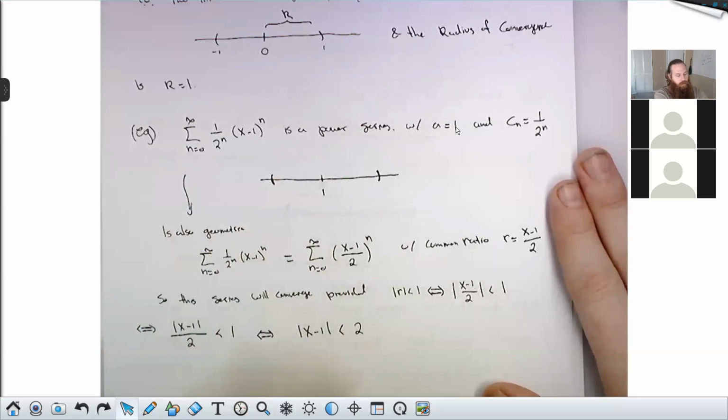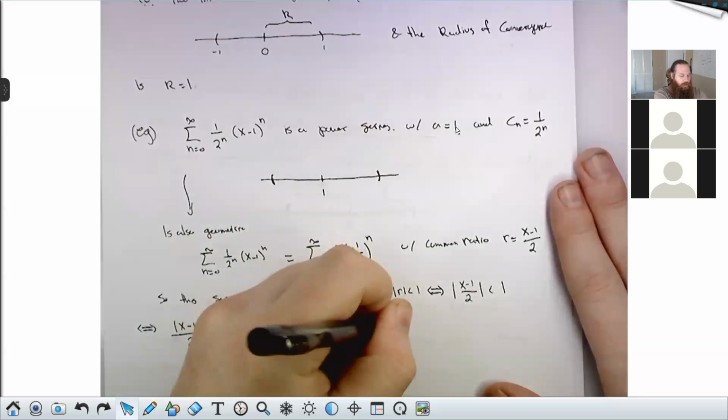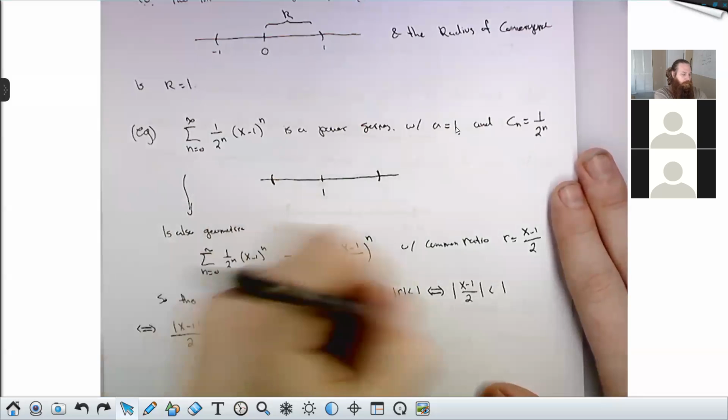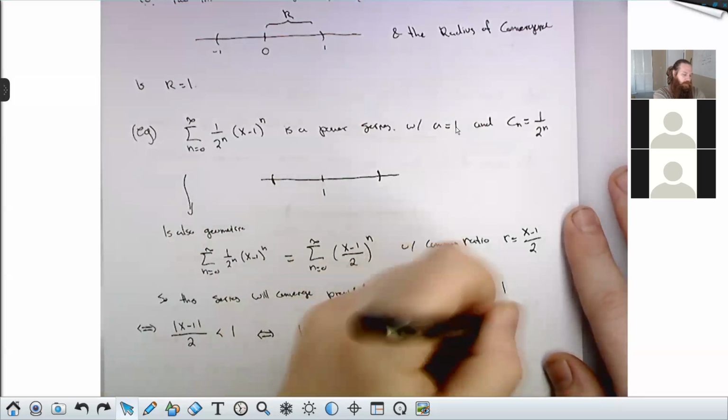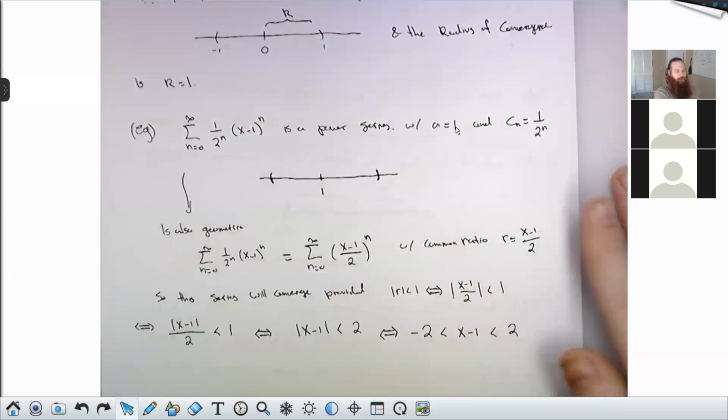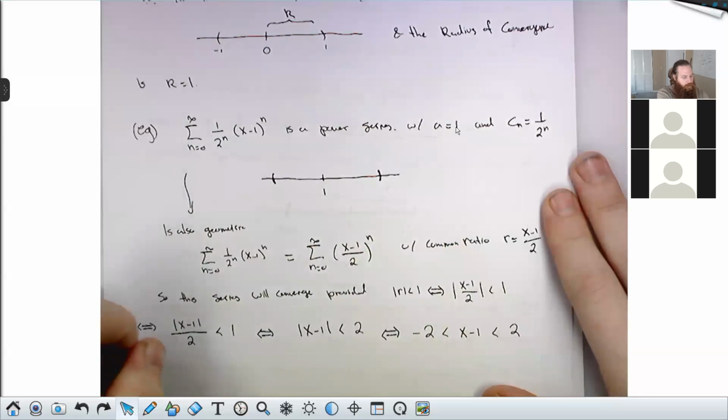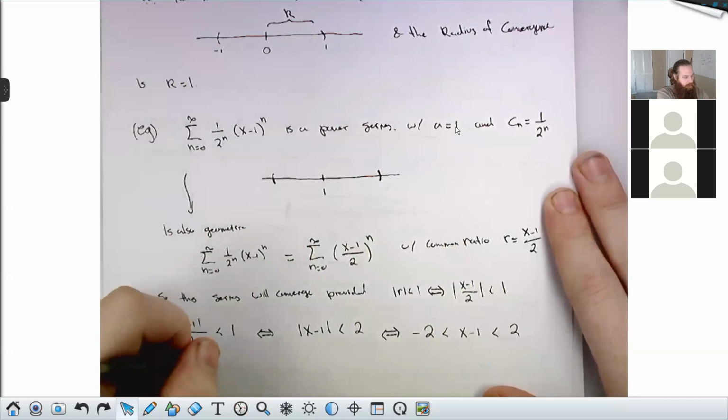I'm going to continue working with this inequality. Now I can unpack the absolute value statement as negative 2 is less than x minus 1 is less than positive 2. And then finally, I can add 1 everywhere. Negative 2 plus 1 is negative 1. So negative 1 is less than x is less than 3.